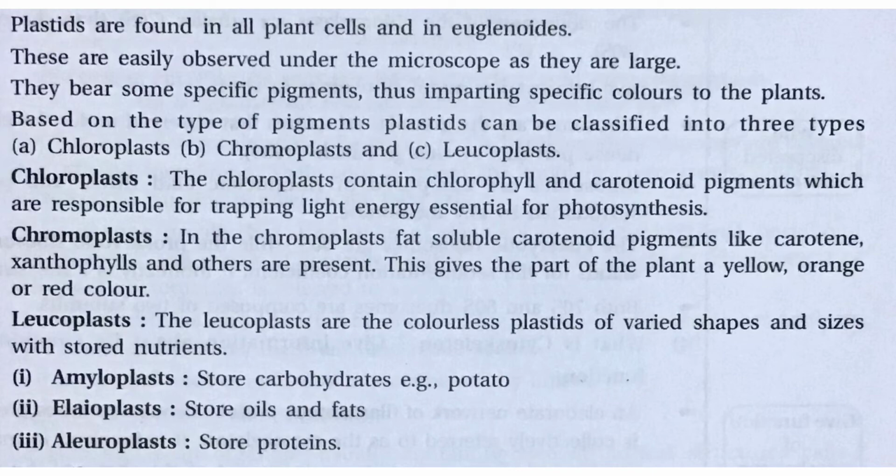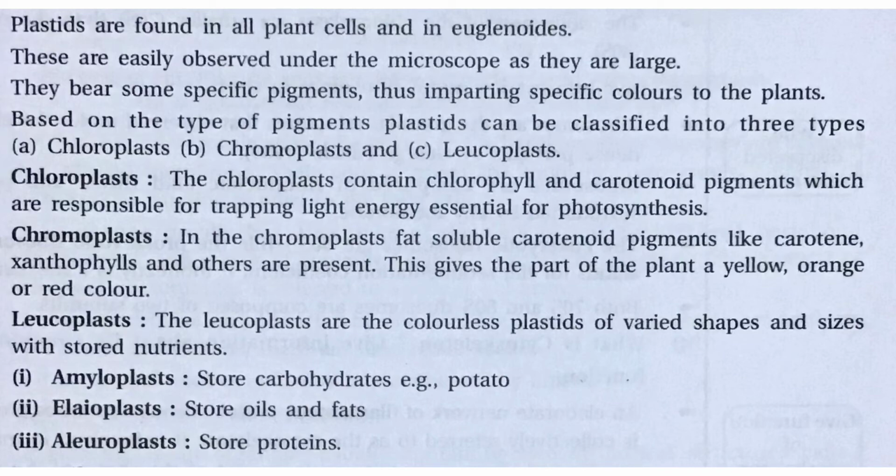Now the last type of plastids are known as leucoplast. Leucoplasts, as I have said to you, are colorless plastids. They are of various shapes and sizes, and mainly their function is to store nutrients. Nutrients are stored in three types. First is amyloplast. They are responsible for storage of carbohydrates, for example in potato, rice, etc.